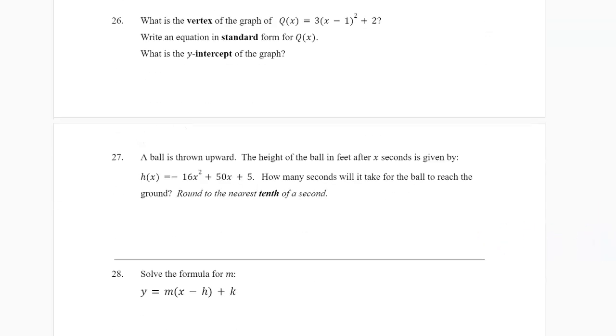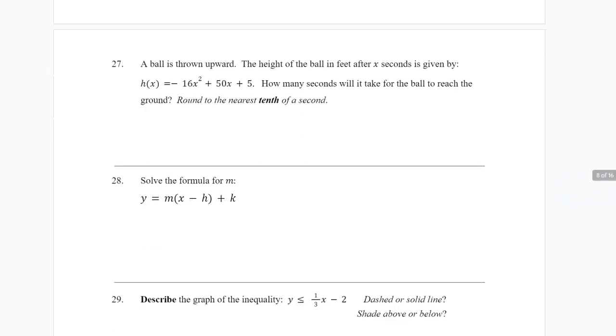For 27, they are finding the number of seconds it will take for this object to reach the ground. This is a typical vertical motion problem. They do need to round their answer off. You could give them maybe 1 point if they get it, not round it off, and 2 points if they get it. I don't know.